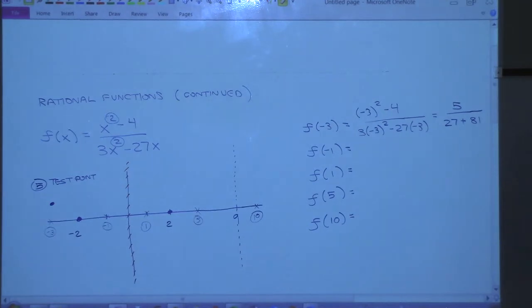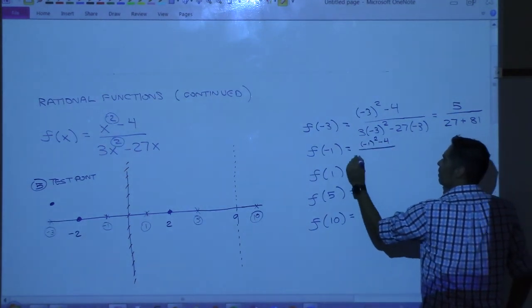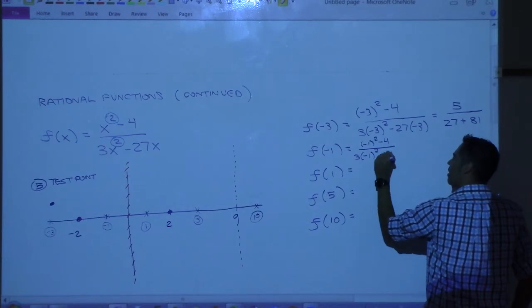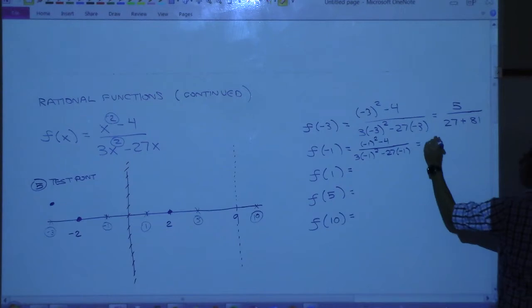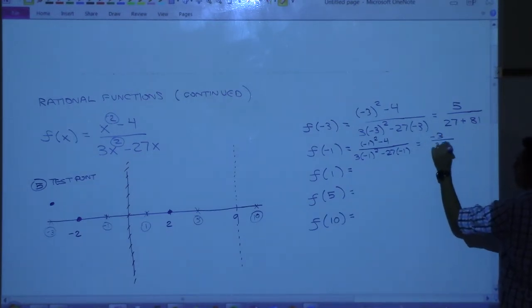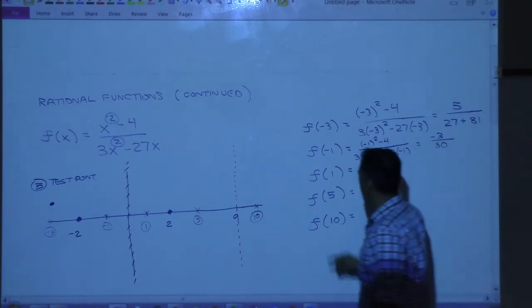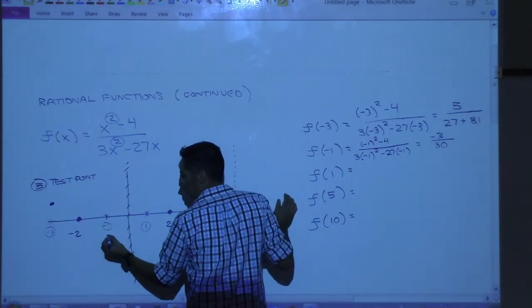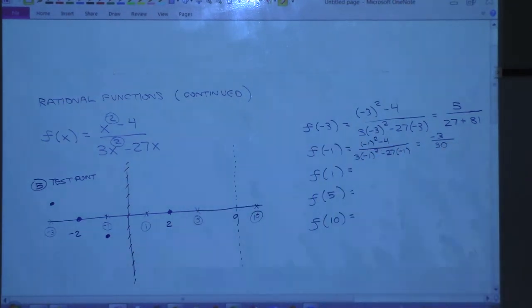Now, let's try negative 1. What happens when we plug in negative 1? We've got to do negative 1 squared minus 4 over 3 times negative 1 squared minus 27 times negative 1. Here on top, we're going to get negative 3. And on the bottom, I think, 30. But what's important to us is that it's negative. So that means at negative 1, I'm going to put a dot below, like this. Y'all following or no?